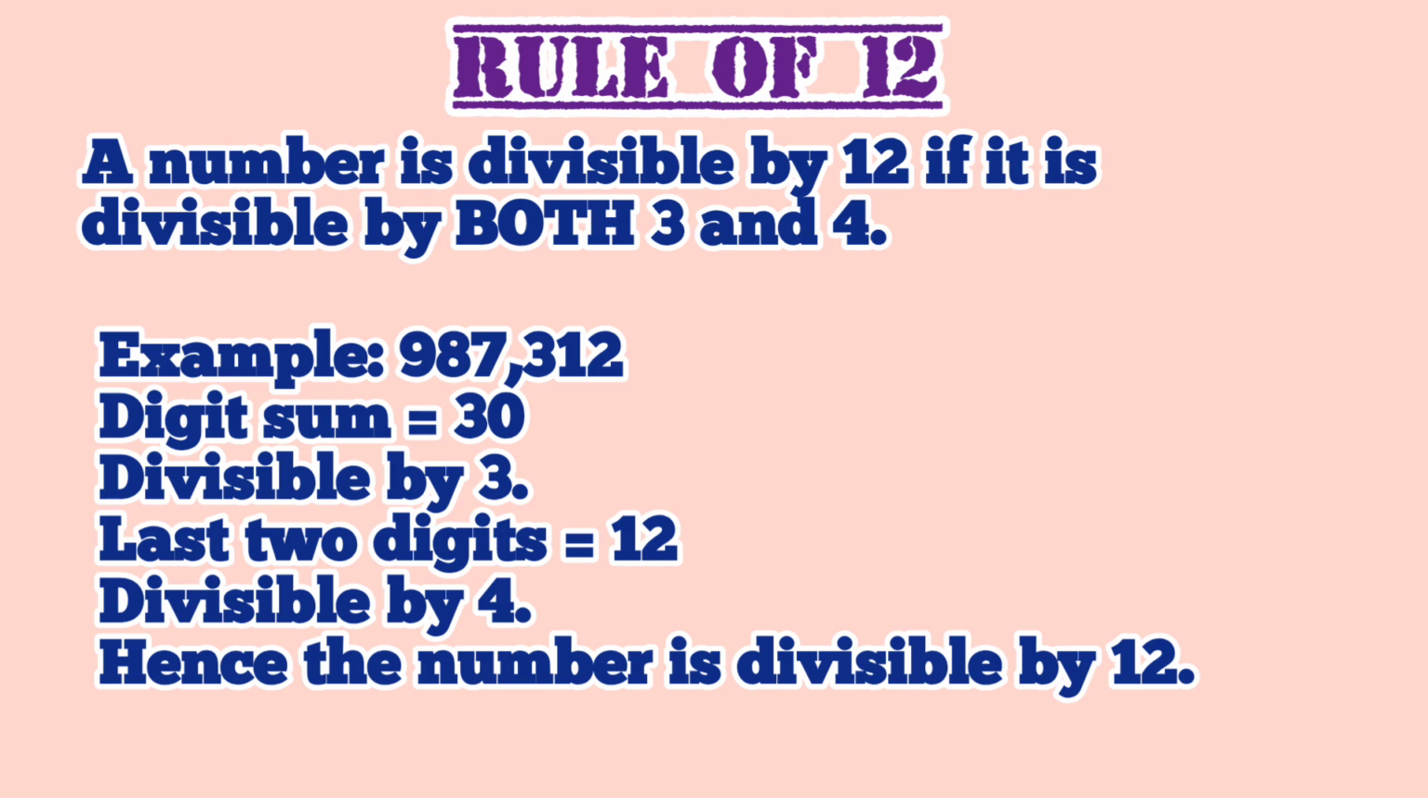Okay, next, according to the rule of 4, if the last two digits, that is the ones place and tens place, are divisible by 4, the whole number is divisible by 4. Here in this number, the last two digits are 12. We know 12 is divisible by 4. According to the rule of 12, if the particular number is divisible by 3 and 4, that particular number is divisible by 12. So, 9,87,312 is divisible by 12.